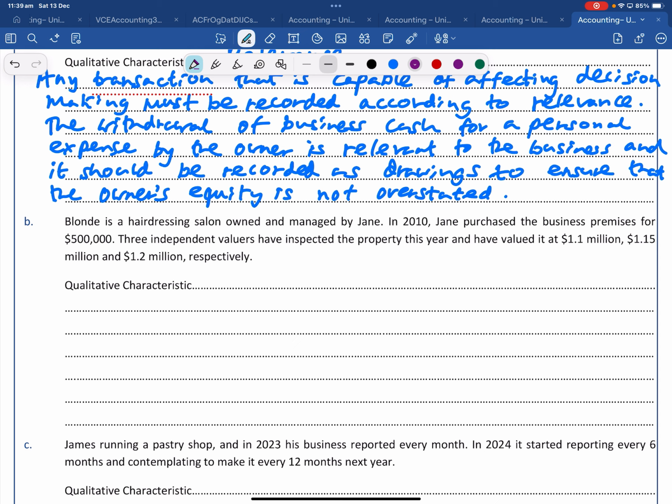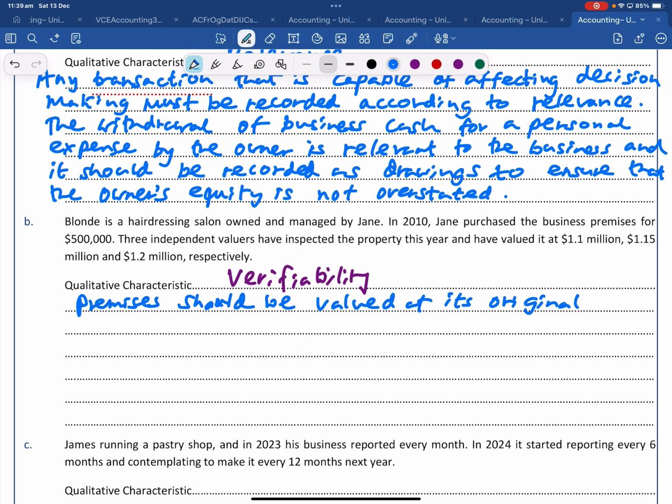Okay, guys. Please write verifiability. Write there: Premises should be valued at its original purchase price, as it can be verified by source documents. Remember, we talk about the source document under verifiability.